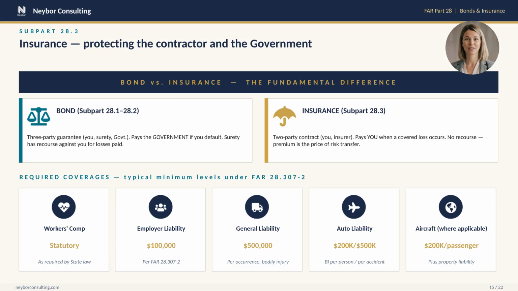Subpart 28.3 shifts our focus from bonds to insurance. They are different instruments solving different problems. Look at the upper comparison. A bond is a 3-party guarantee. You sign, your surety signs, and the bond runs to the government. If you default, the surety pays the government, and then the surety comes after you for reimbursement under the indemnity agreement you signed when you got the bond. Bonds aren't risk transfer. They are credit assurance.